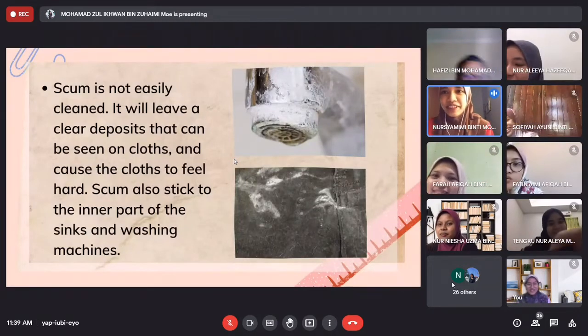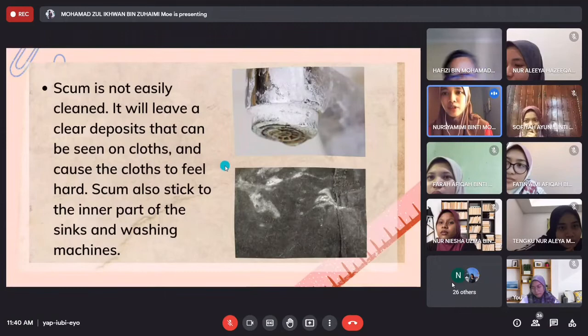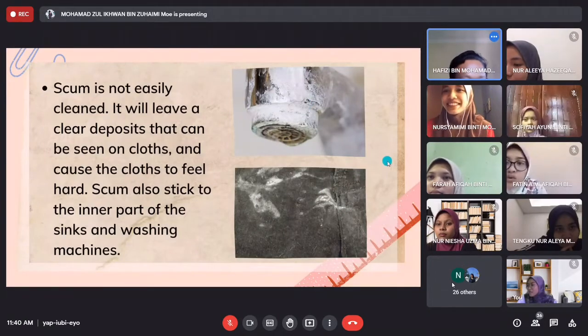As we all know, the insoluble precipitate is known as scum. It's not easily cleaned. It will leave a clear deposit that can be seen on clothes and can cause the clothes to feel hard. Scum also sticks to the inner part of the sink and washing machine. Banyak kan awak perhatikan dekat sink, dekat kolam macam tu kan? Okay, banyak kan? Okay, next. Very good.